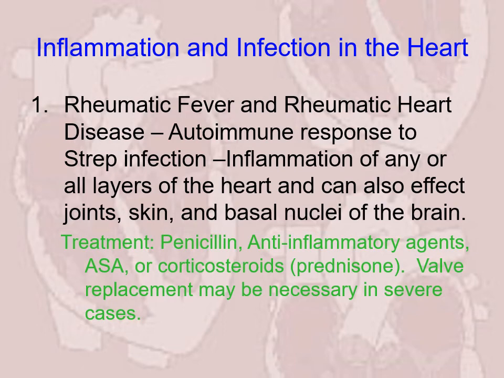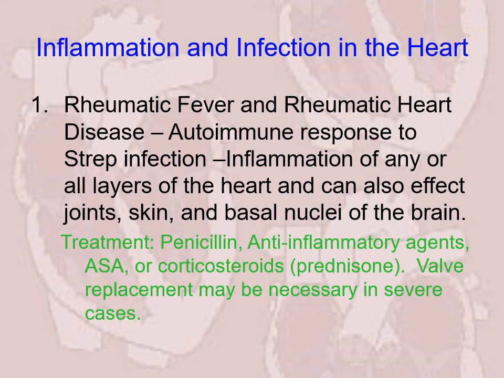Inflammation and infection of the heart. Now we move on to something called rheumatic fever and rheumatic heart disease. This is an autoimmune problem. It's an autoimmune response to strep infection, and usually it affects children 5 to 15 years of age.